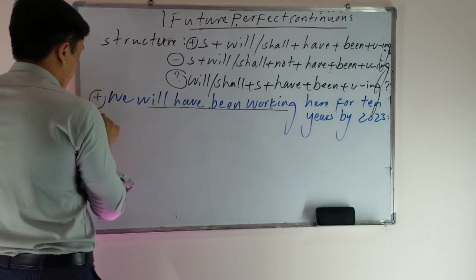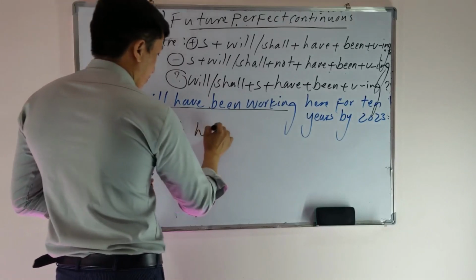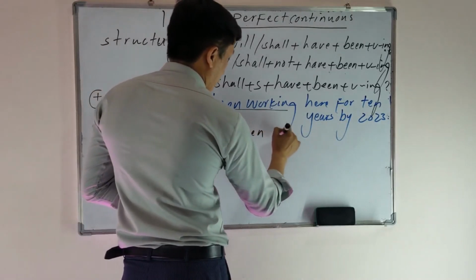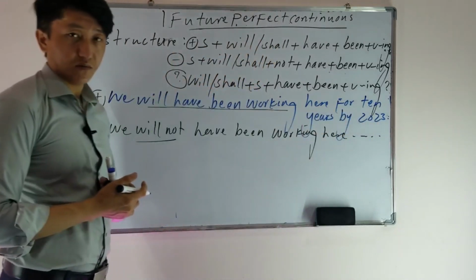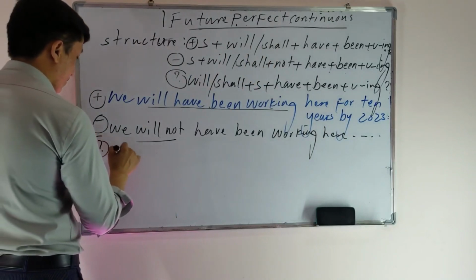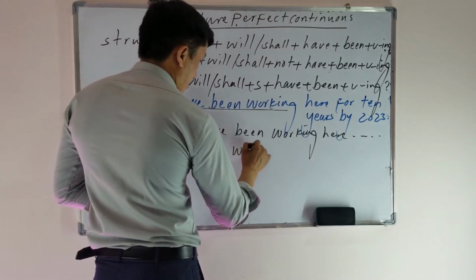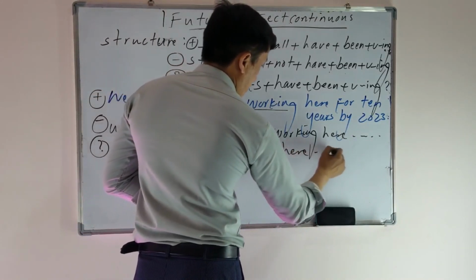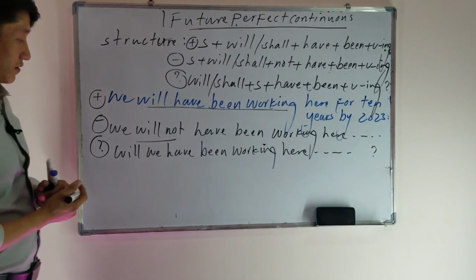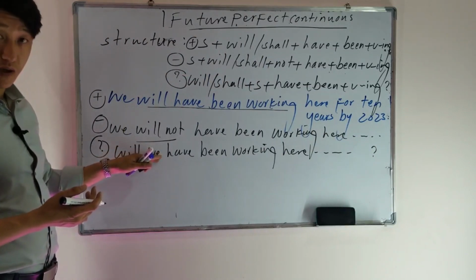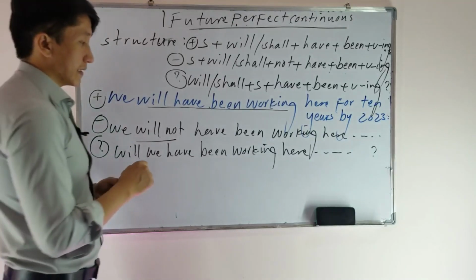But for the negative one, I just have to say we will not, or we won't have been. Look, we won't have been working here for 10 years. For the question form, we have to use will at the beginning. What do we say? We can say, will we have been working here for 10 years by 2023? And for the negative interrogative, we use not after we or before we. Now, these are all the structures of future perfect continuous tense.